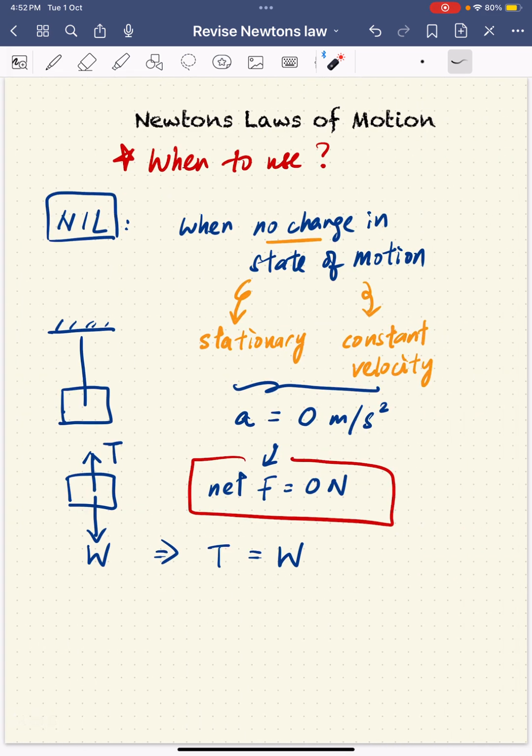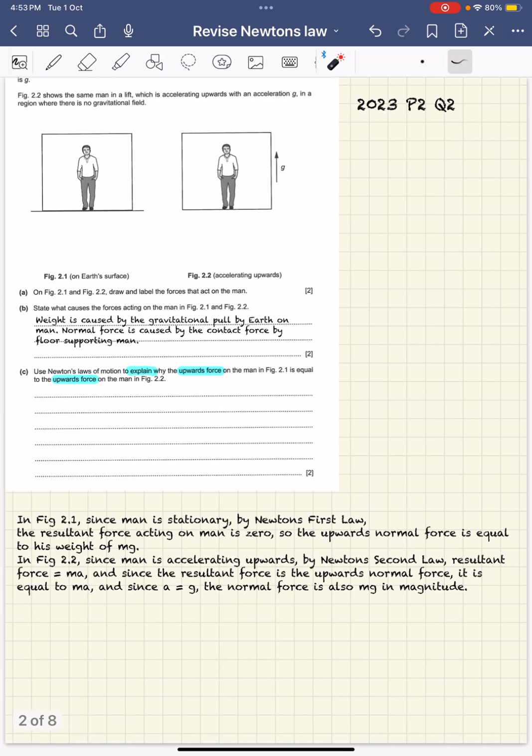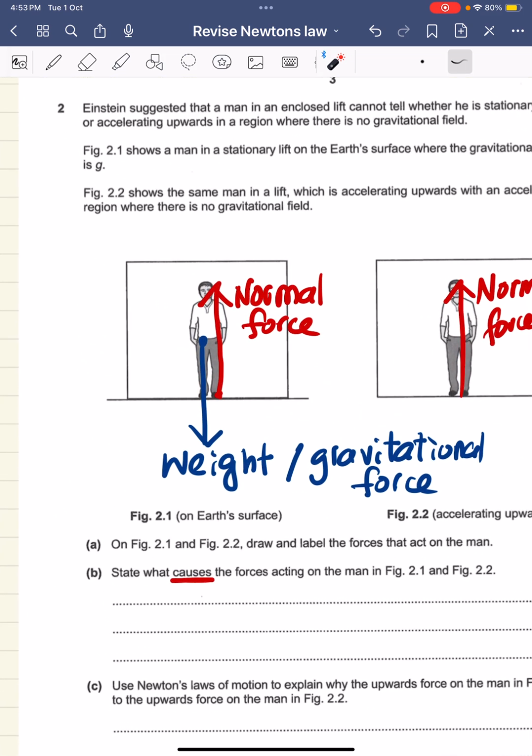If you look at the revision video, whenever an object is stationary, this is a cue word to let us know that we can apply Newton's first law, which says that the net force on the object must be 0. So the forces must counterbalance each other in opposite directions. In the first case, if I have one upward force and one downward force, then, all right, this is a draft of the answer.